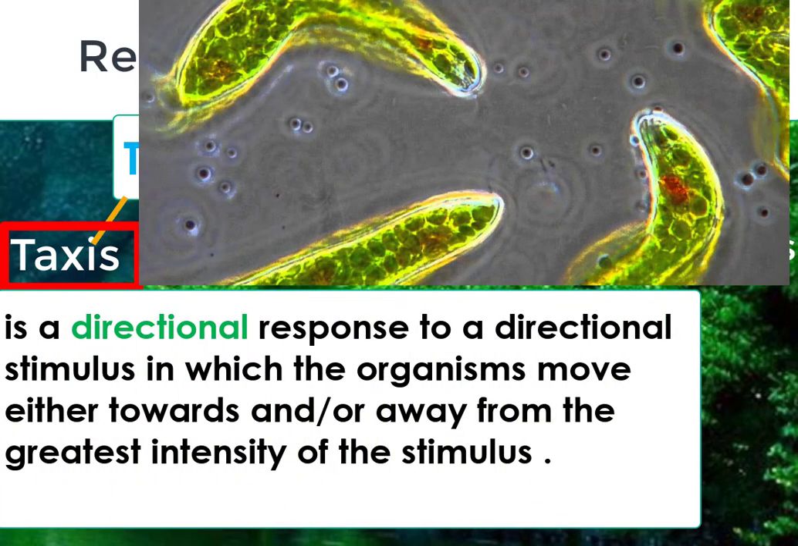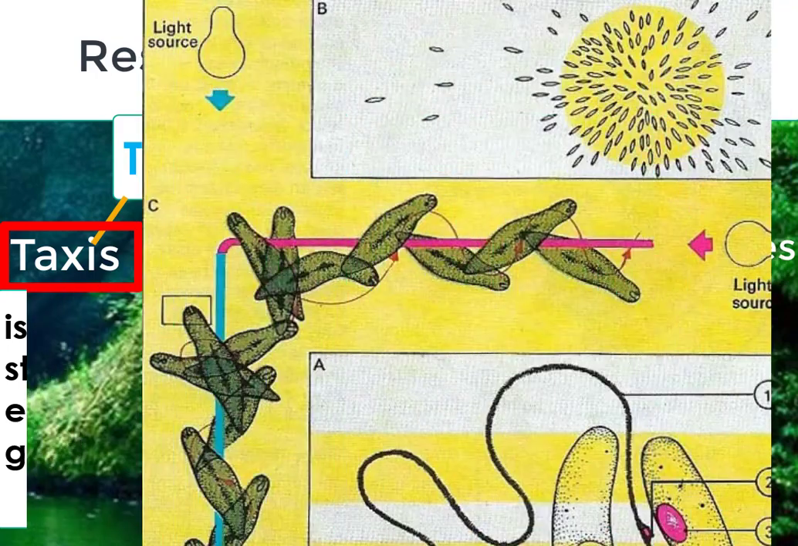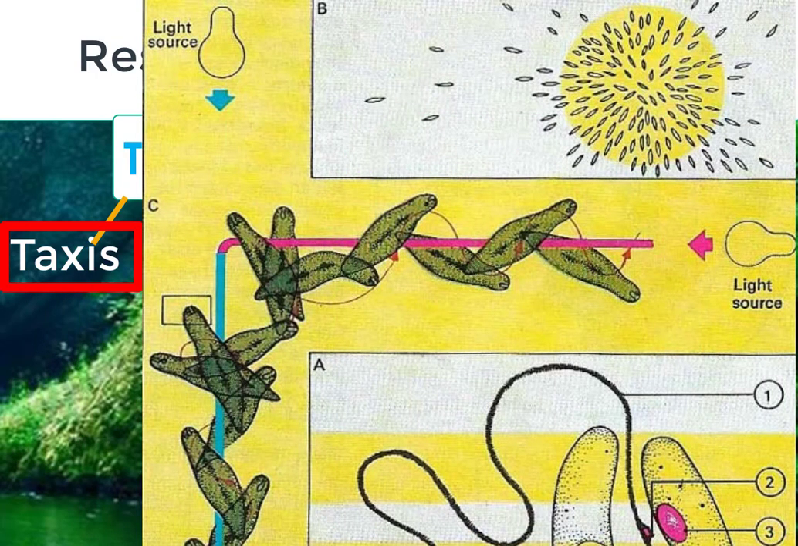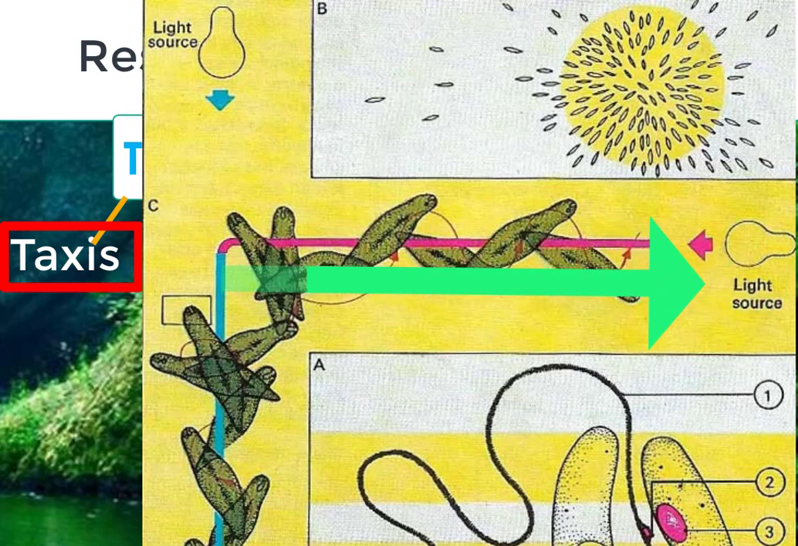Taxis is a directional response to a directional stimulus in which the organisms move either towards or away from the greatest intensity of the stimulus. For example, the unicellular protoctist Euglena swims using its flagellum towards areas of increased light intensity. This is what we call positive phototaxis and allows the organism Euglena to photosynthesize efficiently.